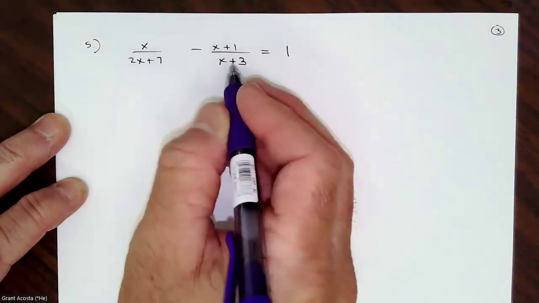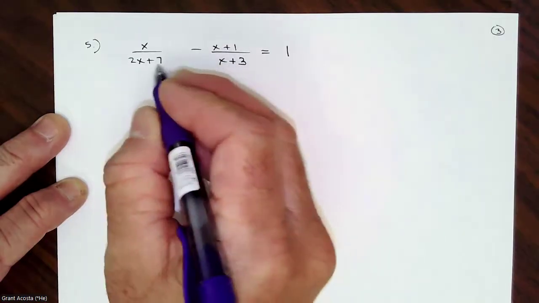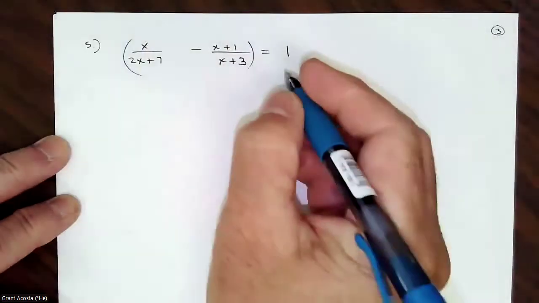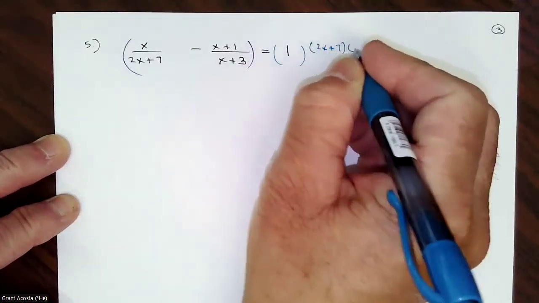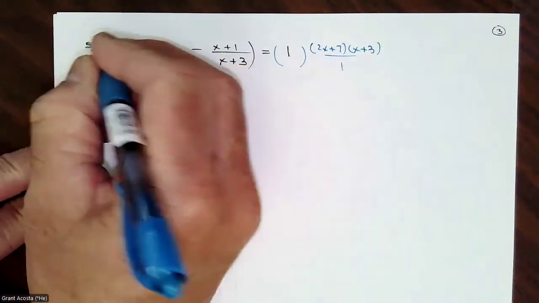The denominator is already factored, and this is just over 1, so my lowest common denominator is just going to be the product of those two. That's what I'm going to multiply both sides by. Let's use blue for this. So I'm going to multiply both sides by 2x plus 7 times x plus 3 over 1.